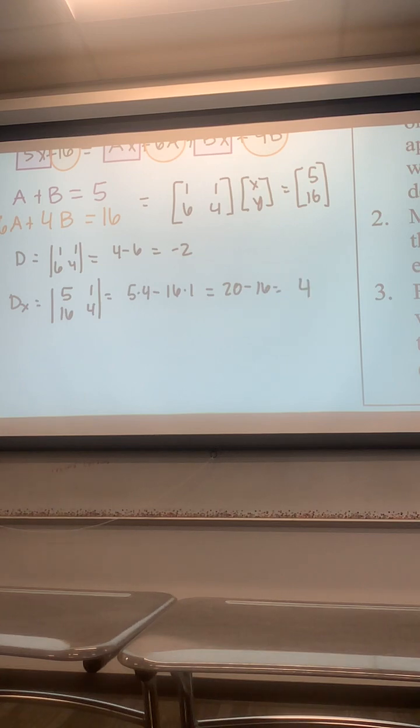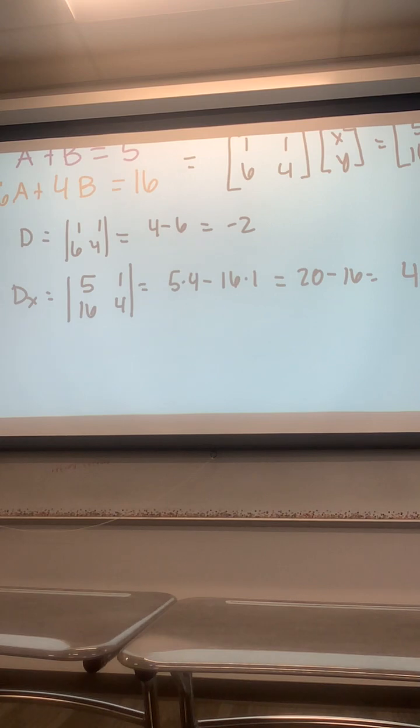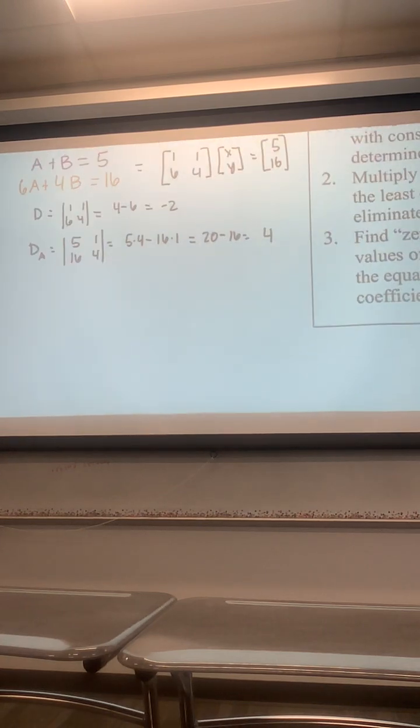We good with that? Okay, good. I guess technically this shouldn't be x, though. It should be a, right? Because this isn't really x and y. This is really a and b. All right. And then we do d with respect to b. So we leave the x's, switch out the y's. 16 times 1 minus 5 times 6, which is 16 minus 30, which is negative 14. Yeah? Double check my math.